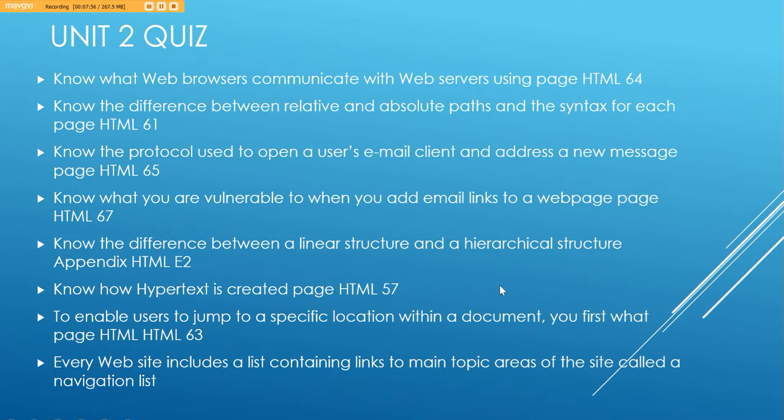Know the difference between a linear structure and a hierarchical structure, appendix HTML E2. Know how hypertext is created, page HTML 57. To enable users to jump to a specific location within a document, you first what? Page HTML 63. I'm sorry, I have that twice. Every website includes a list containing links to main topic areas of the site called a navigation list.